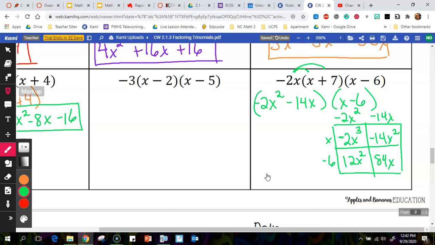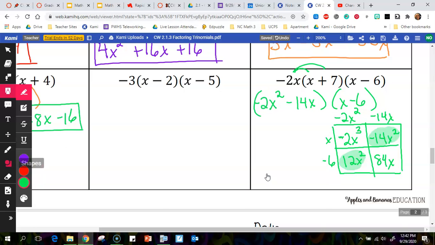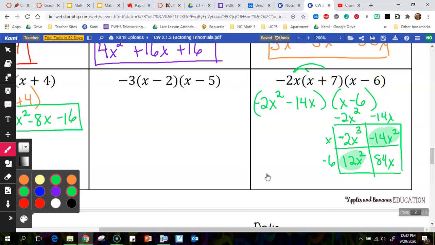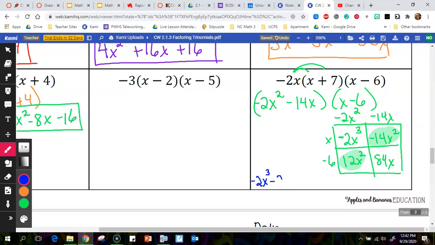Okay, so where are my like terms? This and this are like terms, so I need to be sure and combine those. So my answer is -2x cubed, and then my -14, my positive 12, that's a minus 2x squared plus 84x. Okay. All right, I want you to try this one by yourself.